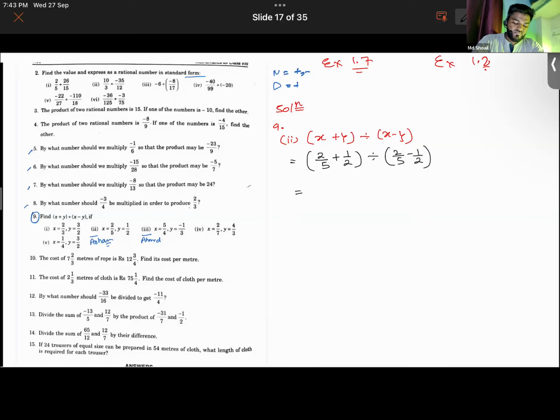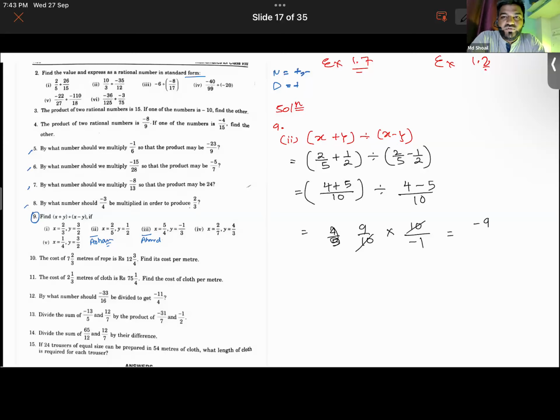So I got it. Yes, what is your answer? 4/5. Okay, here the LCM would be 10, 4 plus 5, right? Divided by 10 again. It would be 4 minus 5 here, right? 5. So it would be 9/10 multiplied by 10/-1. So the supposed value should be -9 here, no? The supposed value would be -9.